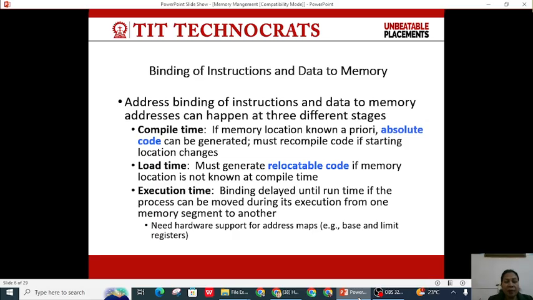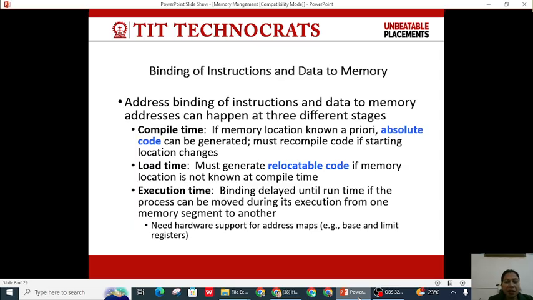This is called absolute code, and it must be recompiled if the starting location changes. So whenever there is any change in location, the program must be compiled again. Recompilation is required to generate absolute code. Then load time binding: it must generate relocatable code, meaning we can generate code that can be relocated when the address is changed.